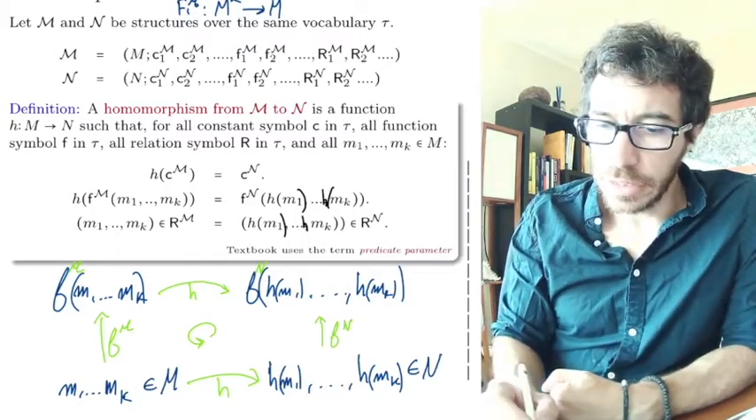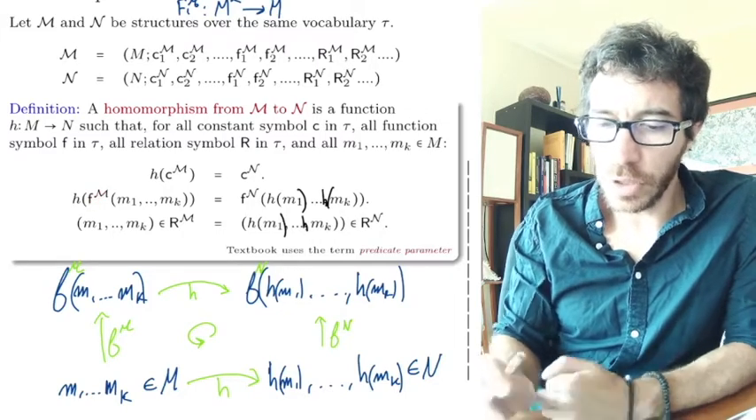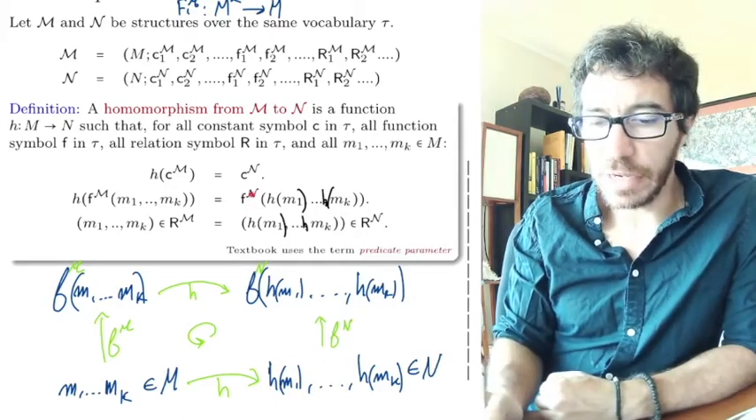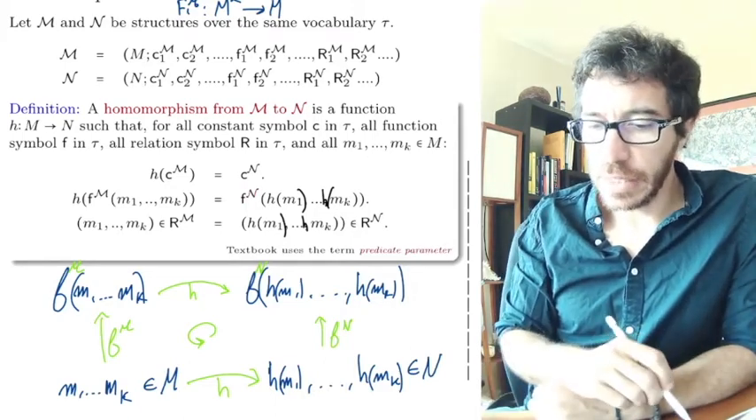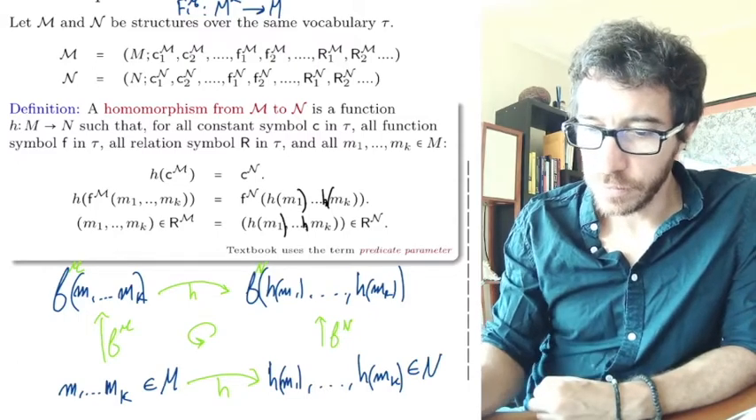That is, this function on M, when you commute it with the homomorphism, you get the interpretation in N. And the same story for the relations.